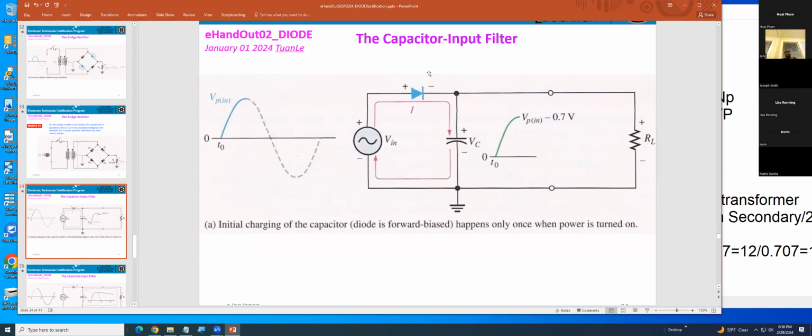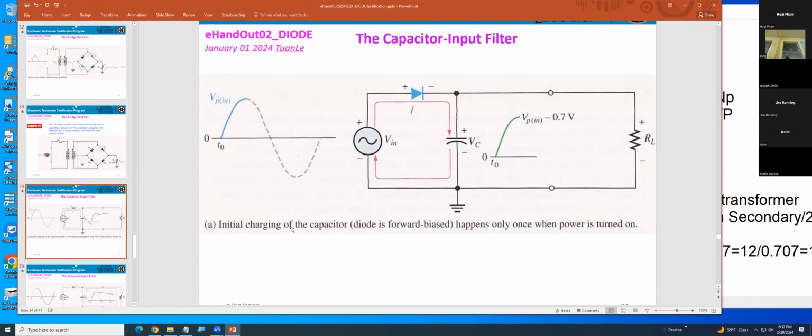Okay, let's see. Capacitor input filter. So basically the capacitor right here. Okay, when you get an input positive, it turns on the diode. The current will flow, charging VC. They show you at the beginning VC starts at 0 and the capacitor will be charged to the voltage. Okay, and also the diode will be turned on, so that's why you get minus 0.7 volt.